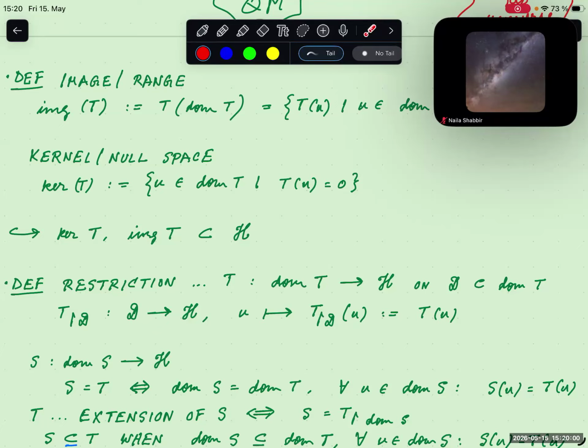Anyone recall the rank nullity theorem? Yeah, exactly. The rank nullity theorem tells us that the dimension of the domain is equal to the dimension of the range plus the dimension of the kernel.